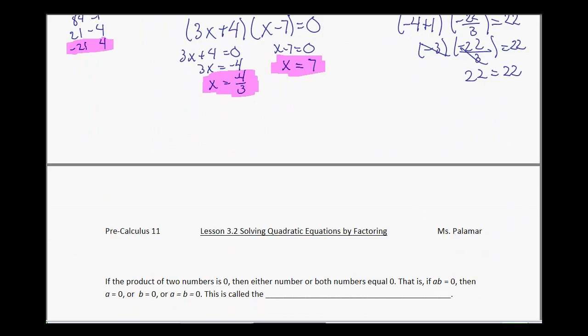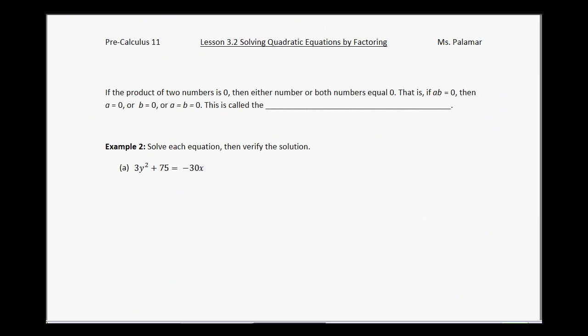Alright, moving along. If the product of two numbers is 0, then either number or both numbers equals 0. That is, if AB equals 0, then A equals 0, or B equals 0, or A equals B equals 0. This is called the zero product property.